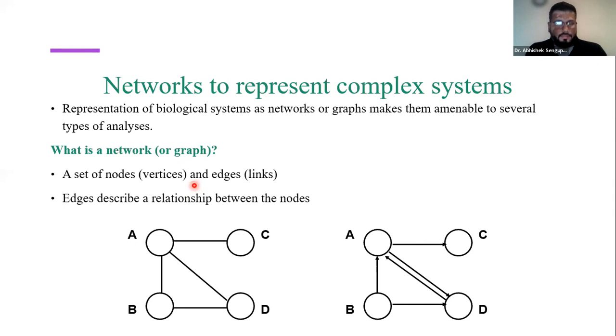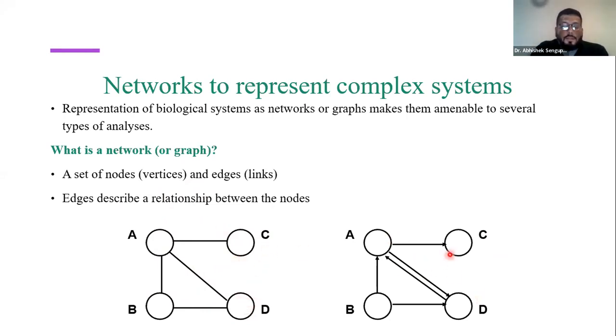Now every graph or network can be defined as a set of nodes or vertices and edges. So that is nodes and edges, and edges describe a relationship between the nodes. So you can see here how these nodes, or the number of paths from a node outside and the number of paths terminating at a node, are defined. So here you can see in the diagram at the bottom of this slide how nodes can be connected to each other.